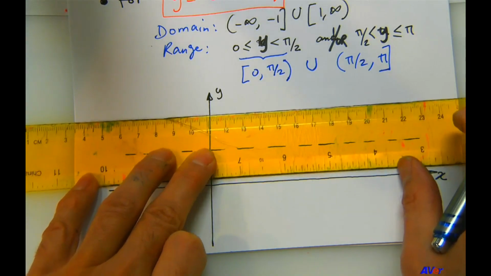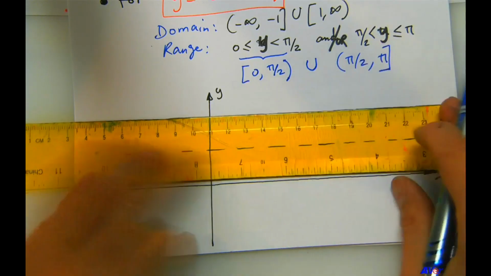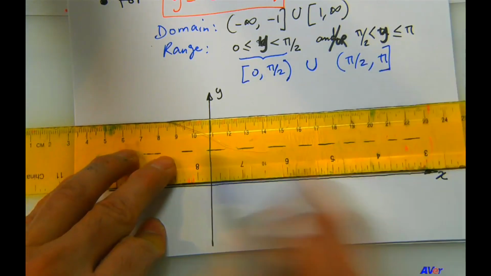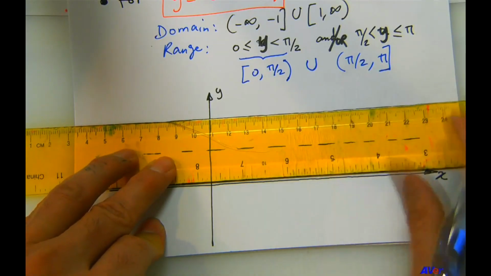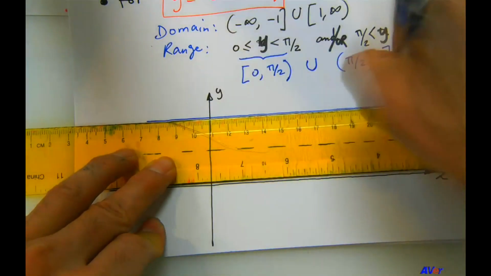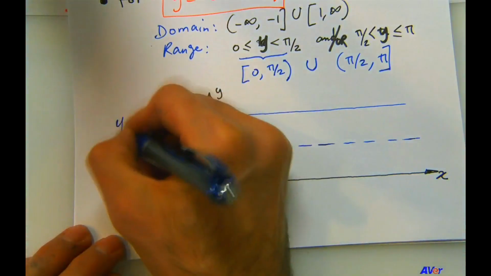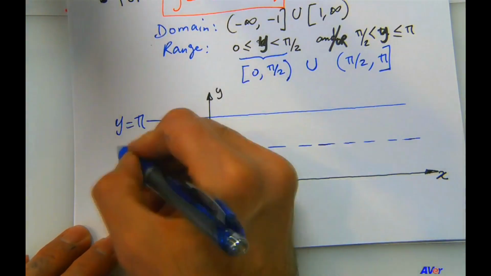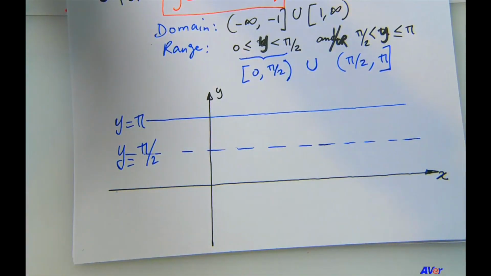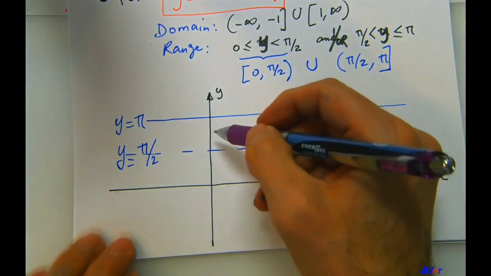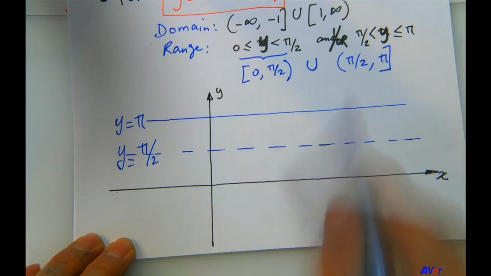So within that range, the only value we cannot get is pi over 2. So this one, I can actually make that a solid line. This would be y equals pi, and this would be y equals pi over 2, right? So that's for the range.